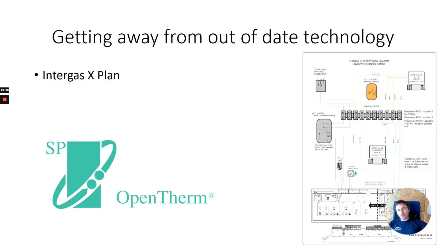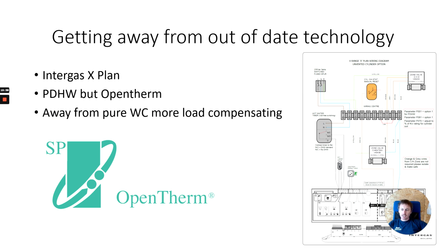We've got Intergas, which do an X plan, which again is priority domestic hot water. But this is now getting run on OpenTherm. It's not so much using the weather compensation. So it's away from pure weather compensation and it's more load compensation. So this might be good for a property where you want it to pick up your temperature relatively quickly.